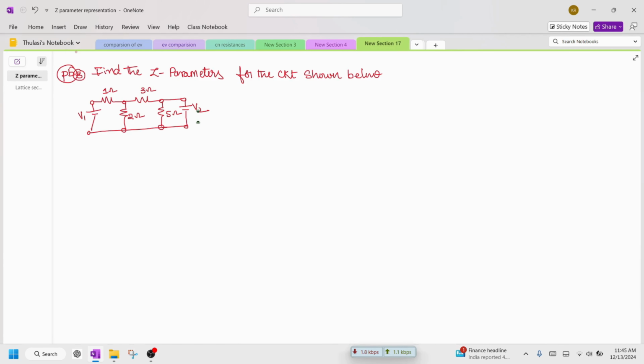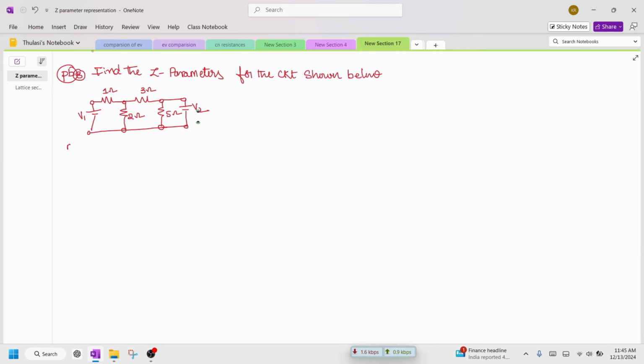Today we are going to find the problem number 8. So what is this problem number 8, or how to find the solution for this: find the Z parameters for the circuit shown below. This is the network given to us. So let us try to solve it by two methods.